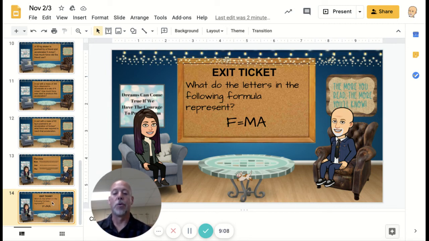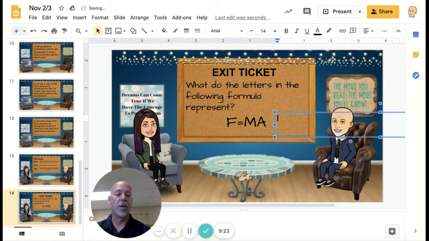If you can't type directly onto the exit ticket, which I've had a lot of people say, make a copy of it. And then if that still doesn't work, you can go ahead and use a text box. You can put a text box over it like this. Just put a text box, and you can put your answer right inside the text box. See? You can put it right in like that, okay?